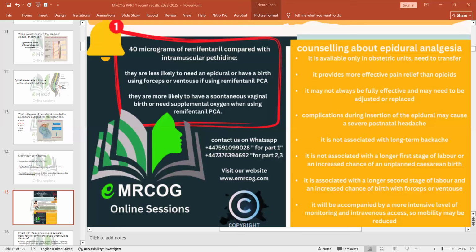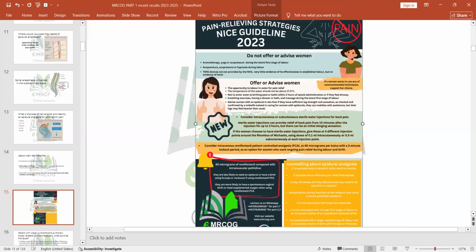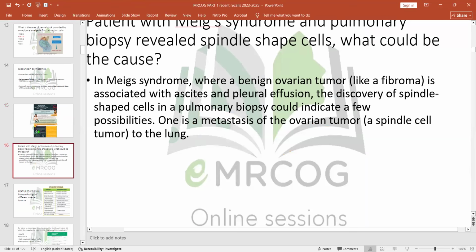I just want you to remember this so that if it appears by any means in your exam, definitely you should know which type of pain management during labor is not advised or not recommended. Okay.